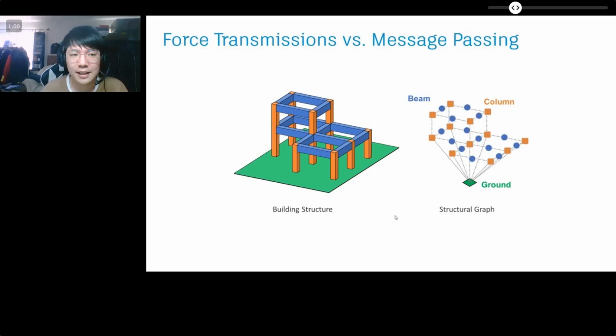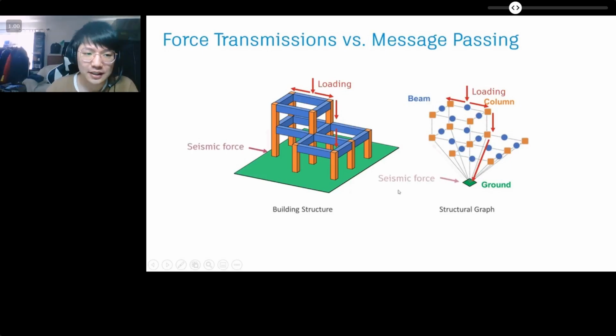Here I want to point out an interesting analogy of force transmission versus message passing in the graph neural network. If we have a load applied on this beam, then this load will carry down vertically in the gravitational direction. So there will be one message that is passed along this red line. In the other direction, where the seismic forces come from the ground, it can also propagate all the way to the top story.